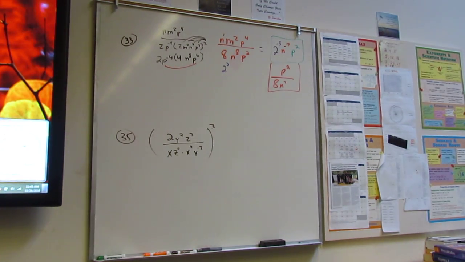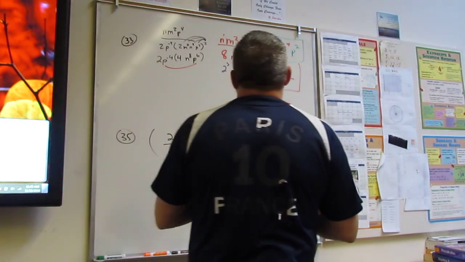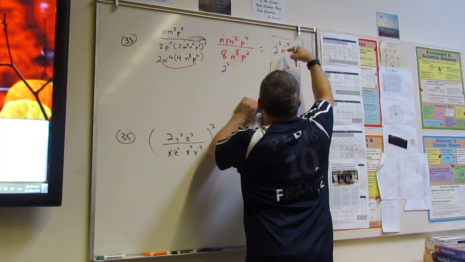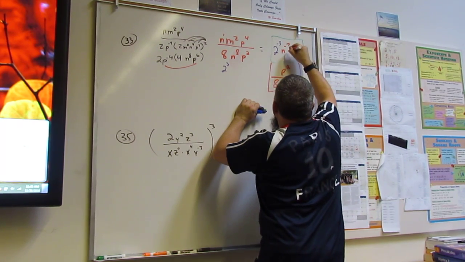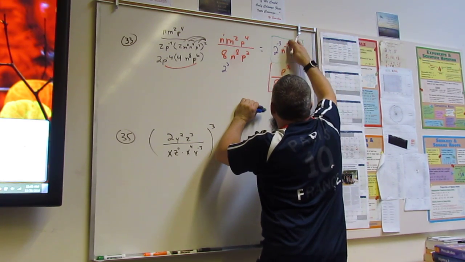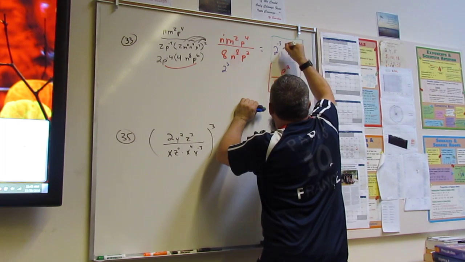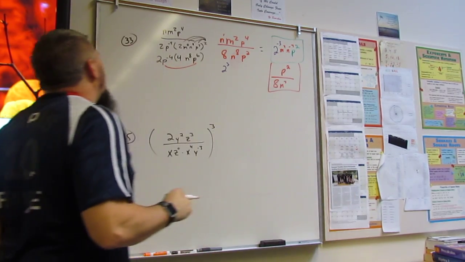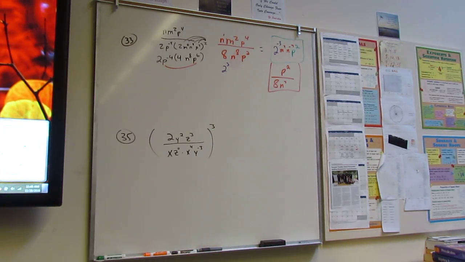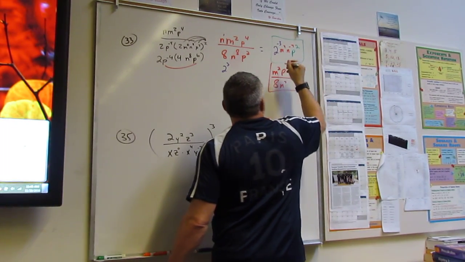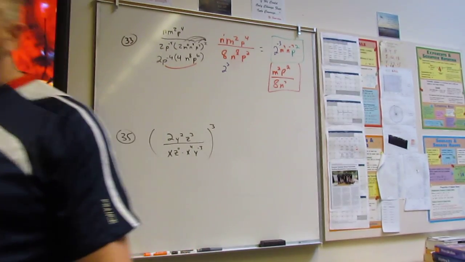What happened to the m squared? It should still be there. So this should be n to the negative 7 and m squared, because we didn't have any m's on the bottom. So that means that there would be an m squared right here. So is that right?